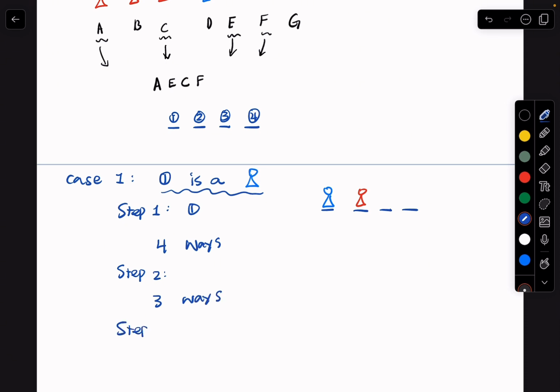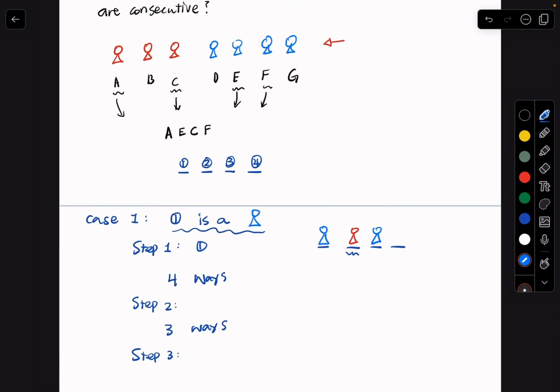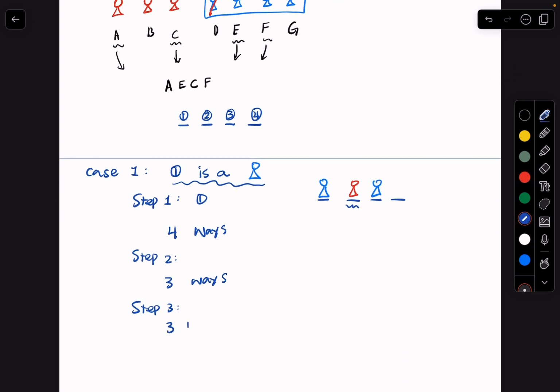Now let's look at step 3, where we choose a person for the third place. Since the second place is a girl, the third place has to be a boy. How many ways do I have this time? Originally, I have 4 boys. But one of them is already chosen for the first place. So this time I have only 3 choices, which means I'm going to have 3 ways to complete my third step.